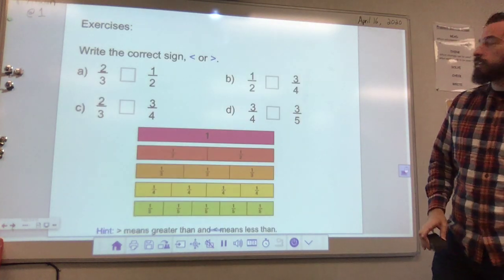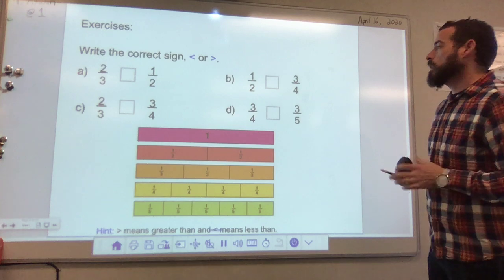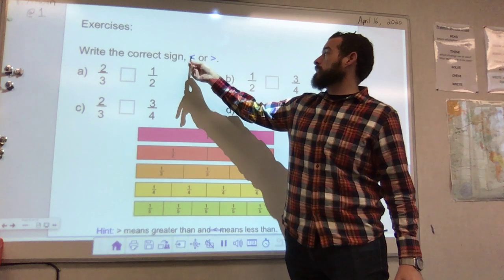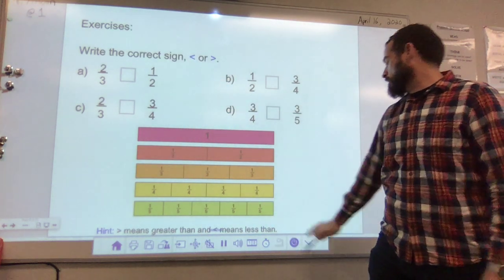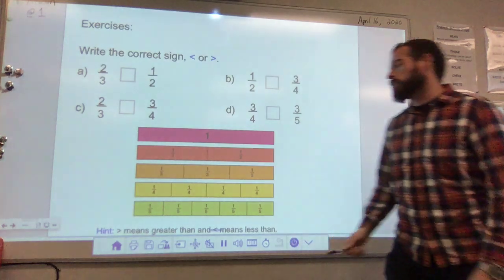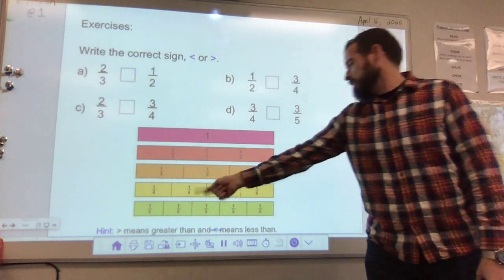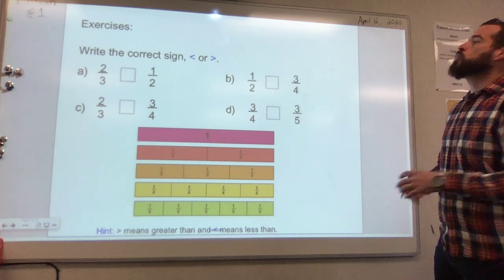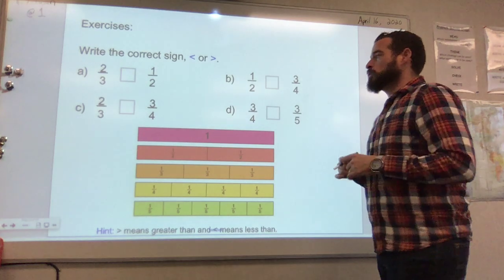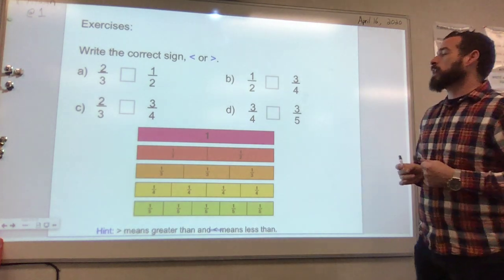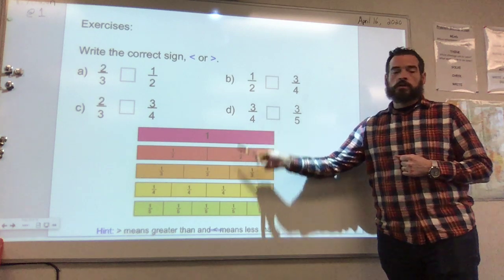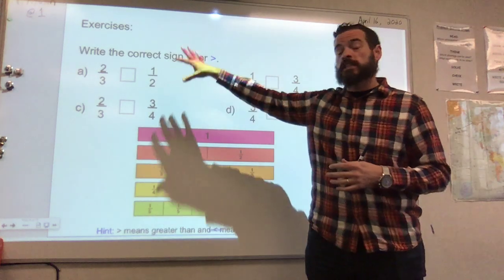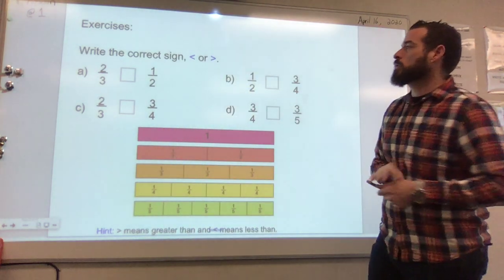Moving on to the next slide, which are some exercises. Just a reminder here, writing the correct sign, less than or greater than. And there was even a little hint down here: that symbol means greater than, and pointing the other way means less than. So you want the open end facing the bigger fraction. Now I put some fraction strips down here to make it easier, and I'll show you how we look at these fractions and then shade it in so that we can compare them.